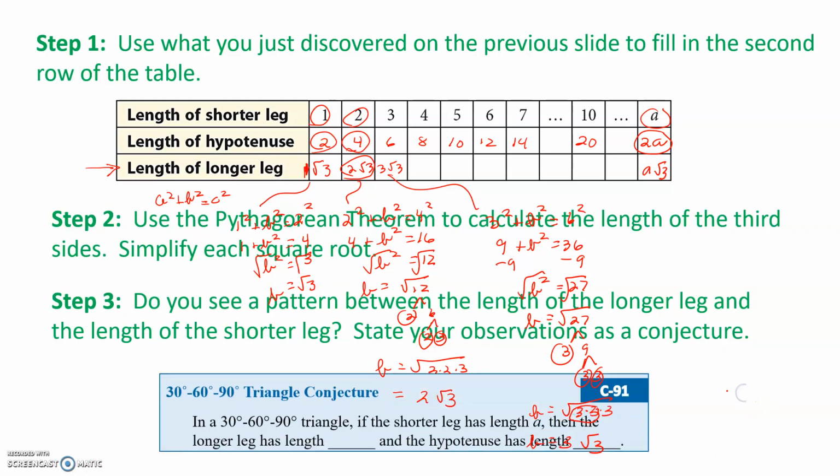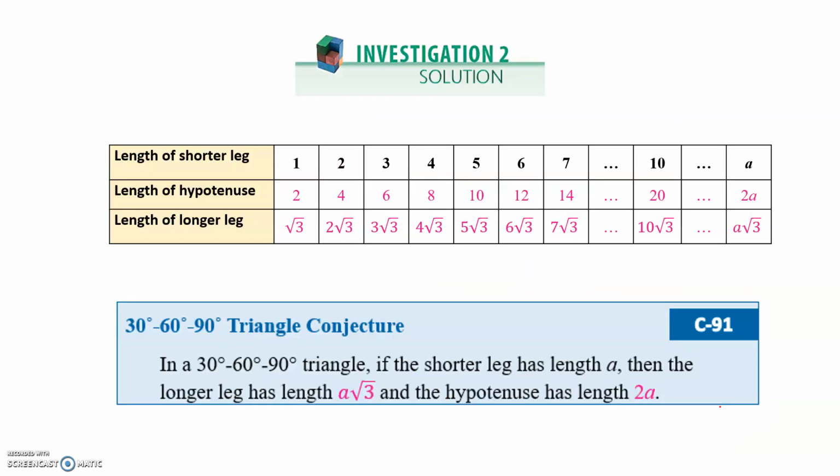So this is what this all says. Then it says that there is a conjecture there. Now, if I go to the conjecture list, in a 30, 60, 90 degree triangle, if the shorter leg has length A, then the longer leg has length A square root of 3, and the hypotenuse has length 2A, is conjecture number 91.